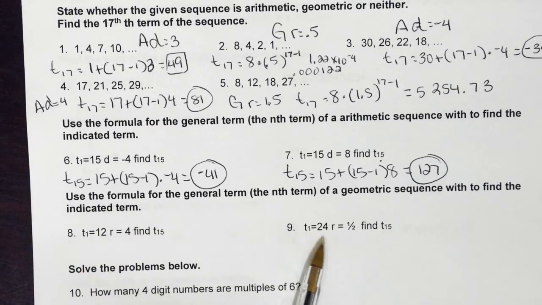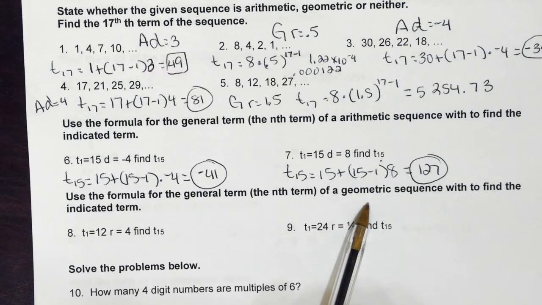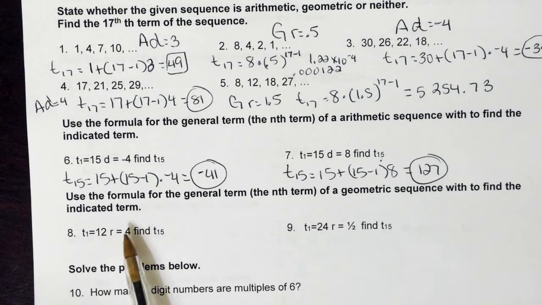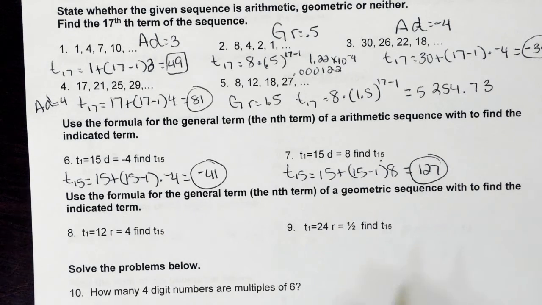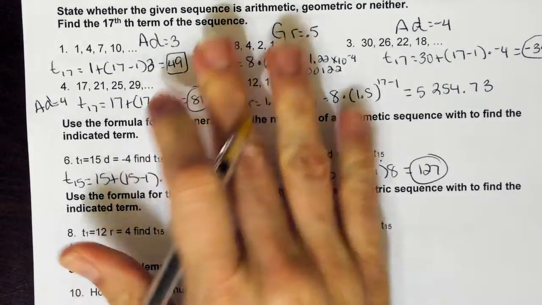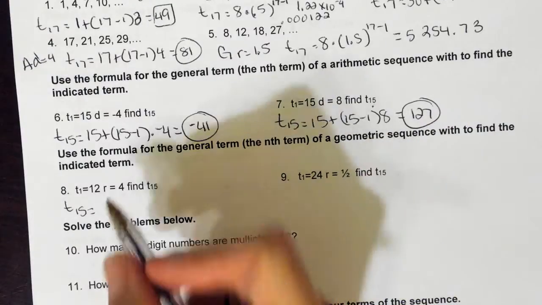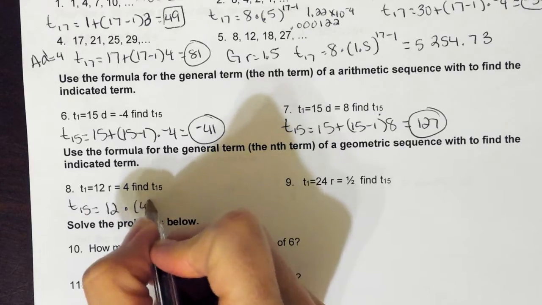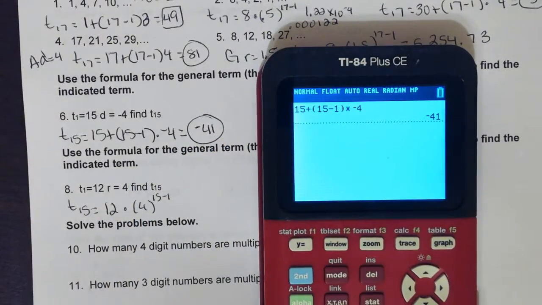Number 8 and 9 is the exact same technique, except this time they're telling me that it's a geometric sequence. So they're telling me it's geometric, they're giving me my first term, they're giving me my r, and again, they're asking me to find the 15th term. So my geometric formula says that we're going to write down the first term times the r to the n minus 1. So my first term here is 12 times my r of 4 to the 15 minus 1. I'm going to type that in my calculator.